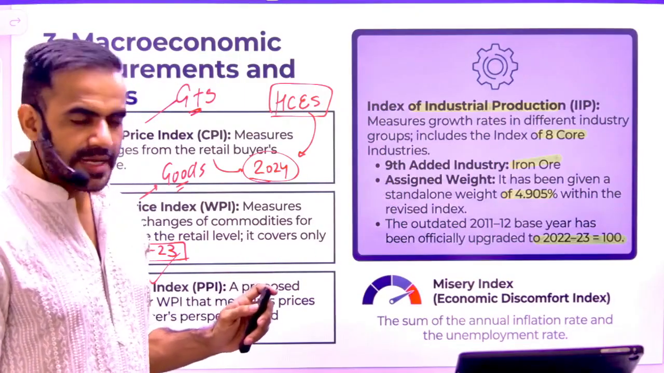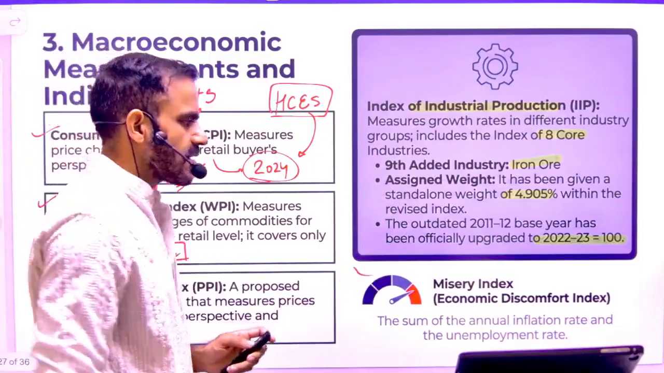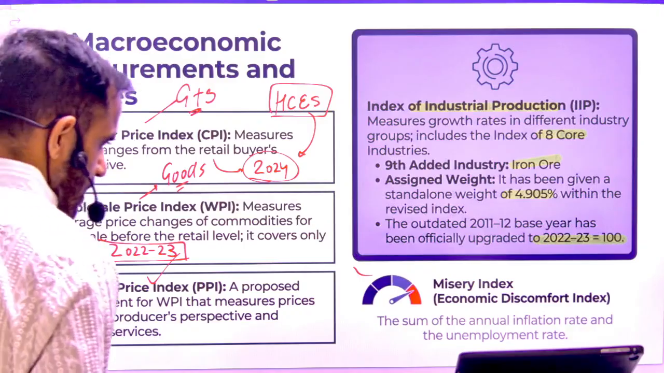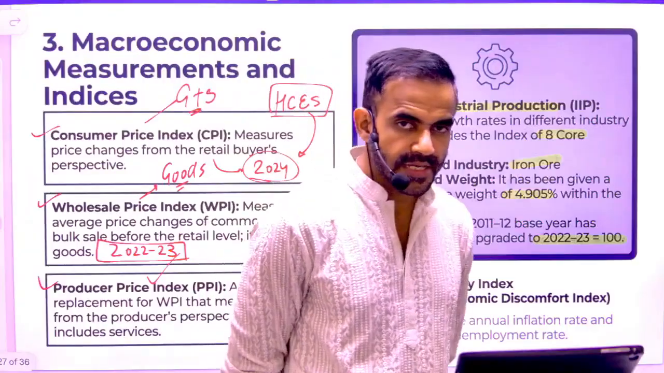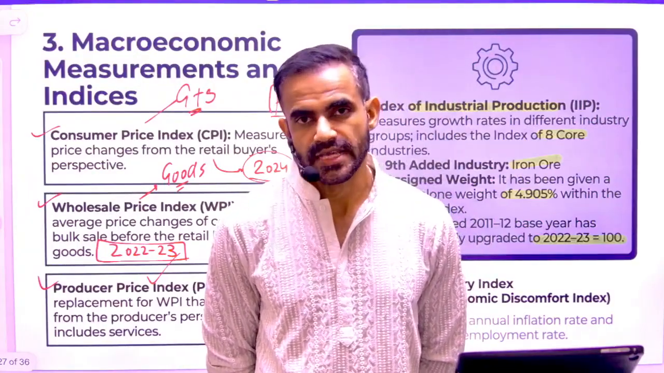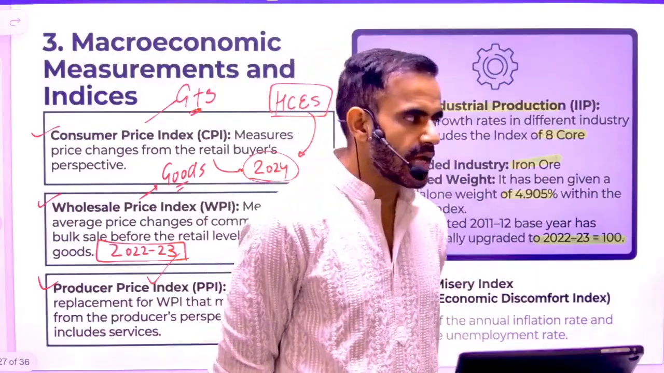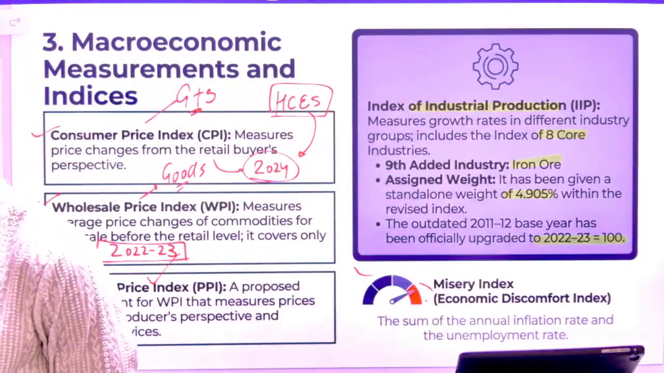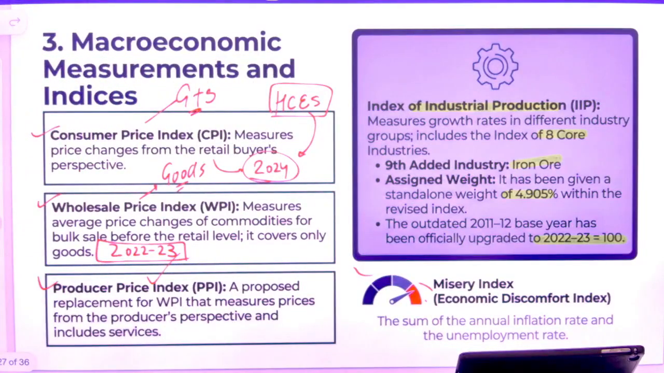There is one more topic, that is the misery index or economic discomfort index. See, when there is a high unemployment rate, that simply means people are not getting jobs. Apart from that, there is high inflation also. So that simply means the cost of living is increasing. So on one side, people are not having jobs, on the other side the cost of living is increasing. This is referred to as the misery index or economic discomfort index. That simply means there is now double discomfort. One is the discomfort of unemployment, and the second is the discomfort of inflation.